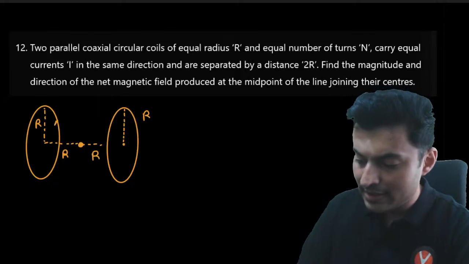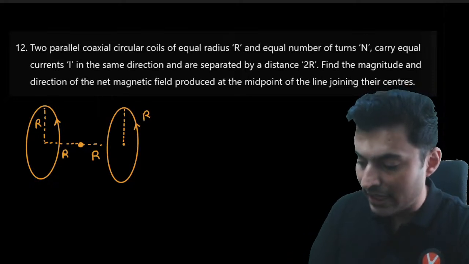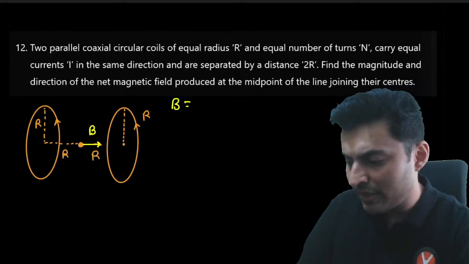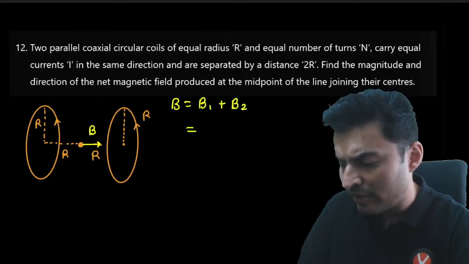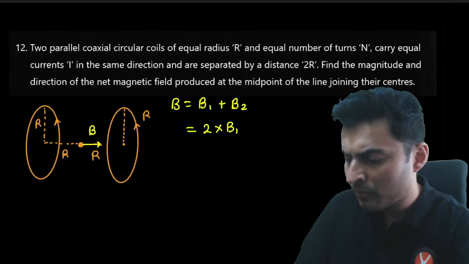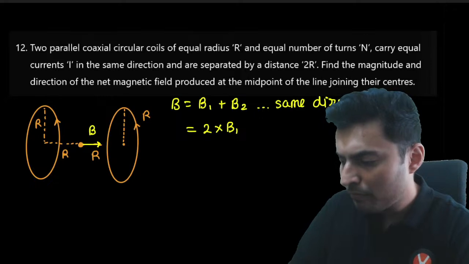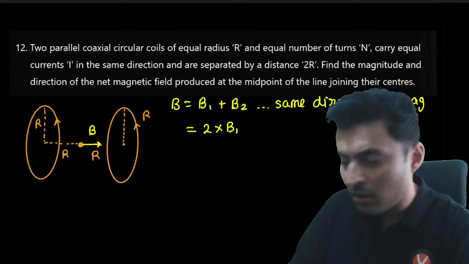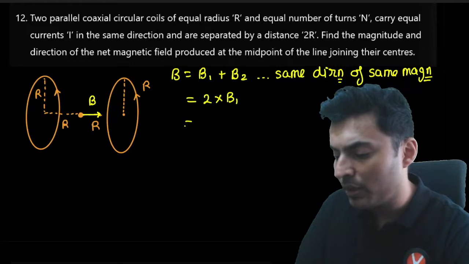If the currents are in the same direction, then the magnetic field will also be in the same direction over here due to both the coils. The magnetic field will be magnetic field due to 1 plus magnetic field due to 2, but both of them will be equal. So it will be 2 into B1. They are both in the same direction and of the same magnitude. That is why it will be two times any one coil's magnetic field.